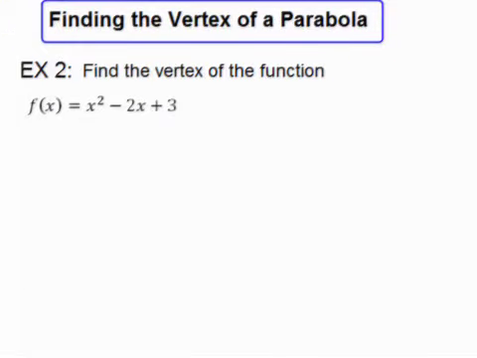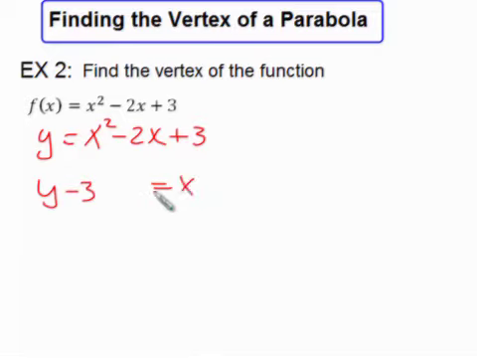To make our equation easier to work with, I'll exchange f of x for the letter y, giving me y equals x squared minus 2x plus 3. Now since we need to complete the square for x, we'll go ahead and move the 3 to the other side, leaving y minus 3, and I'm going to leave a space here, equals x squared minus 2x.